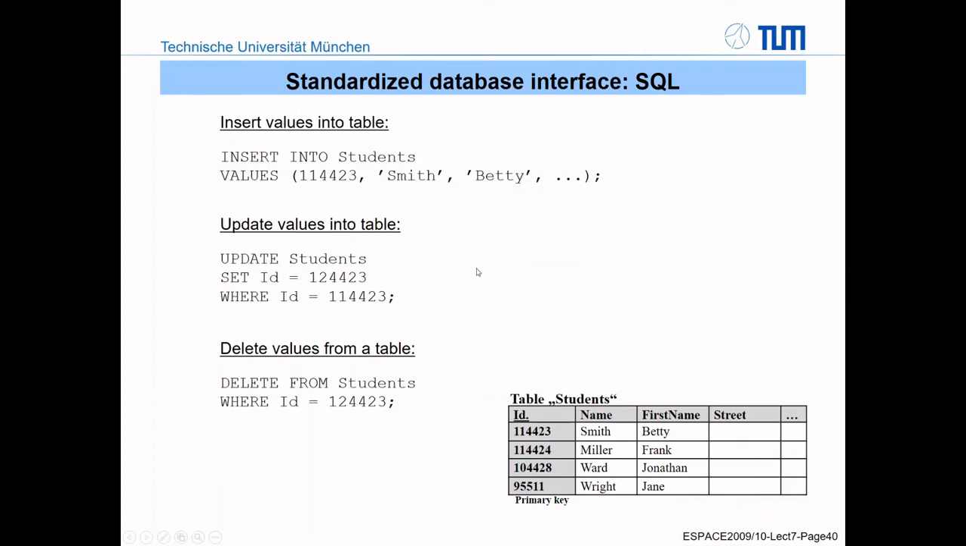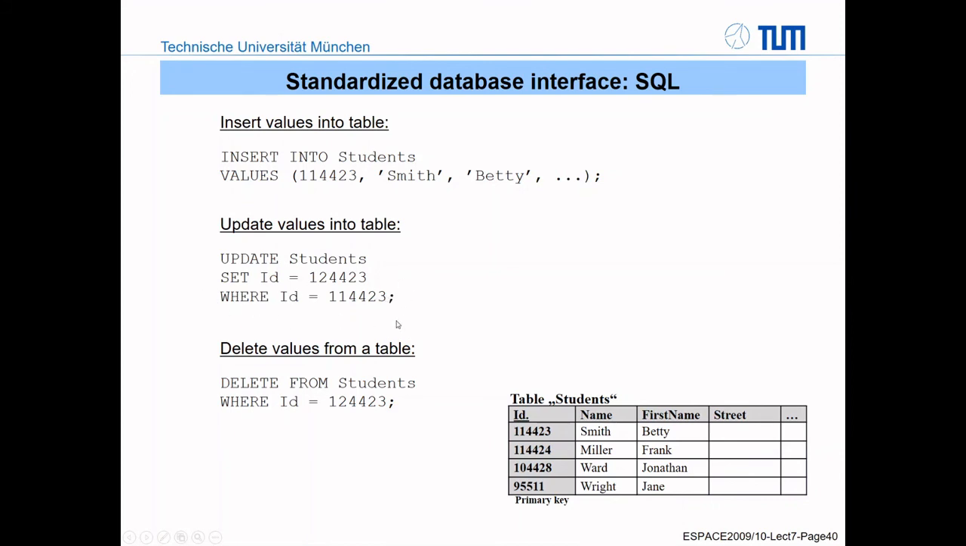We already did the insert, so I won't take too much care of it. You can also update the information. For example, if you already have a record and you want to change this record, then you tell update students. You always tell what you want to do, the same as before. Update the table students, and then set the ID to this, where the ID was this. So we now change 114423 to 124423. So we set it to this new value where the ID is this.